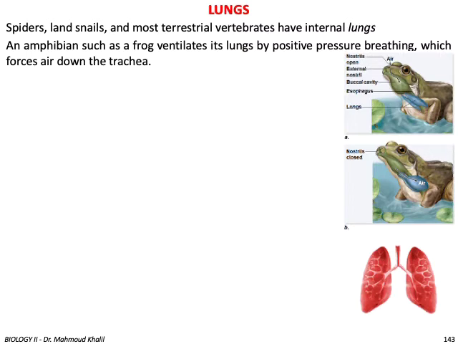Lungs. Spiders, land snails, and most terrestrial vertebrates have internal lungs. An amphibian such as a frog ventilates its lungs by positive pressure breathing, which forces air down the trachea. And you can see from the figure how the air is breathed in and the lungs are enlarged.